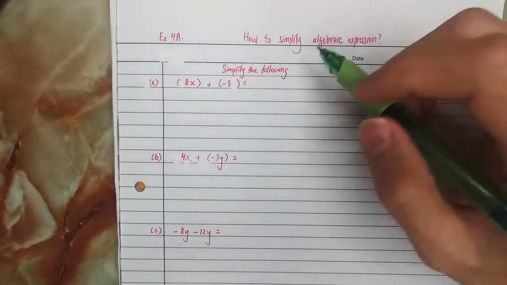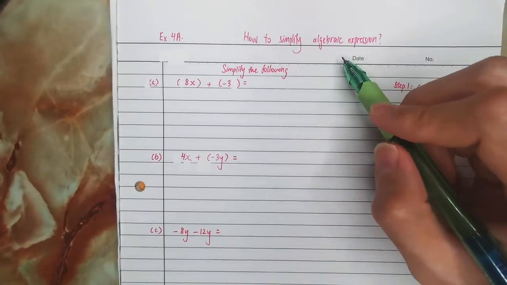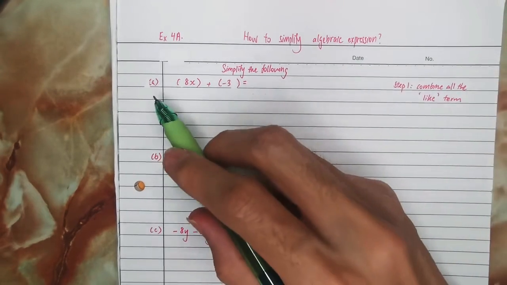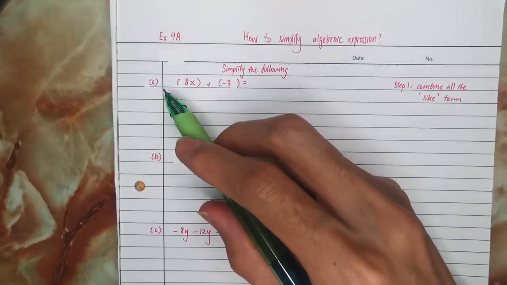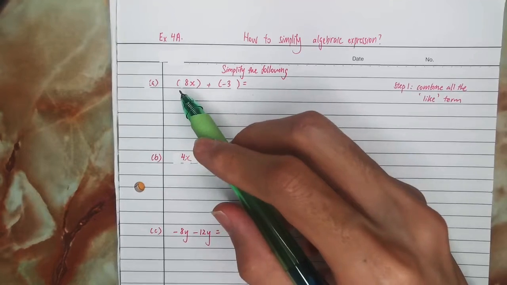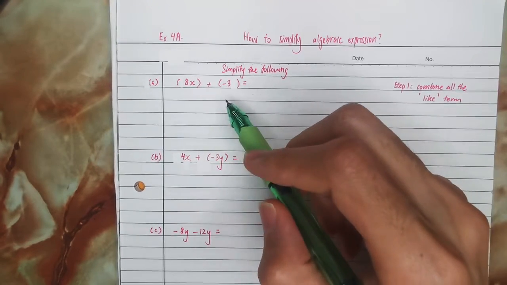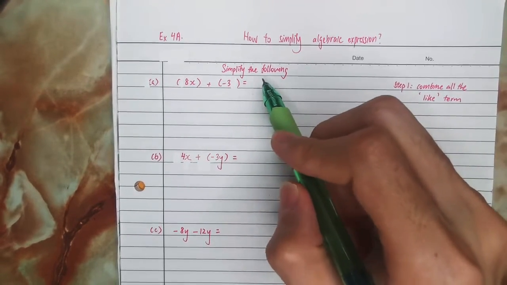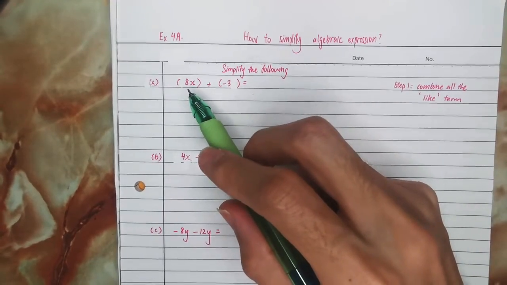Hi students, let's learn how to simplify algebraic expressions. So let's look at some examples, and I need you to copy down into your notebook so that this can serve as your revision guide. For this question, it says simplify the following. So how do we simplify?